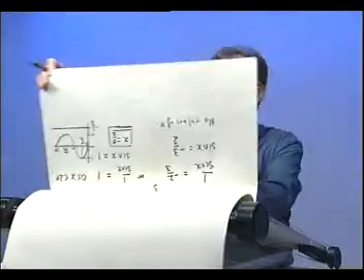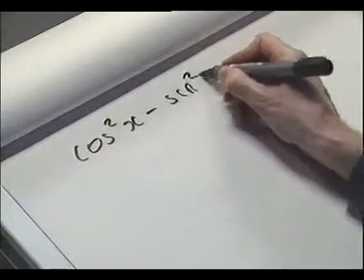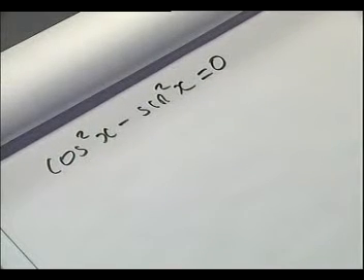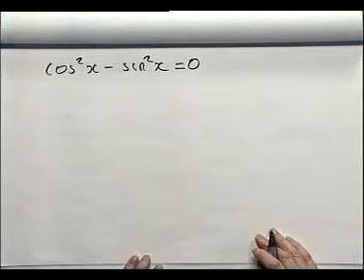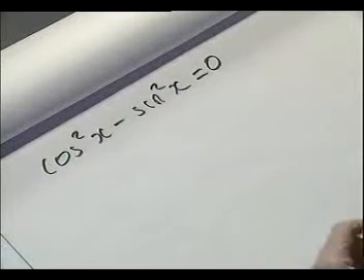We'll take one more example. This one is cos squared x minus sine squared x is equal to 0. Now, we've got an identity that says cos squared plus sine squared is 1. So I could choose to replace either the cos squared or the sine squared. But the reason I've chosen this example is that you can do it another way. So, let's have a look at the other way.